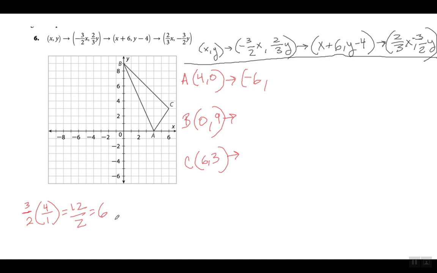And the other one says 2/3 times y, and y is 0. Anything times 0 is 0. By the way, notice it has fractions, but with the numbers that they're giving us, when you multiply, you don't get a fraction.